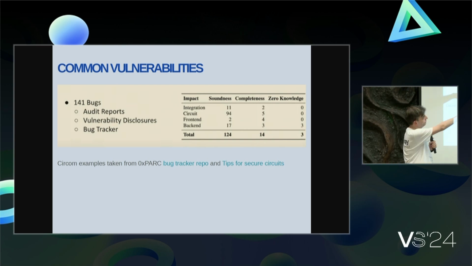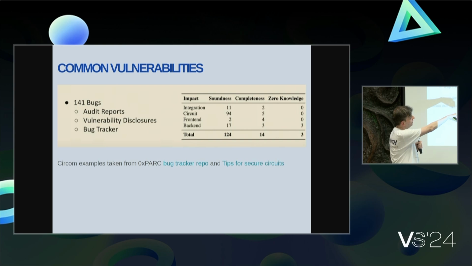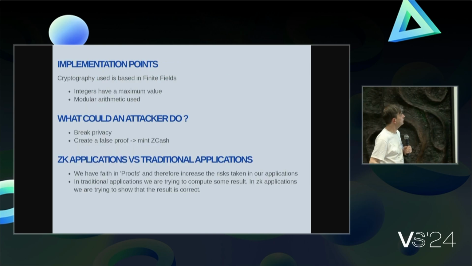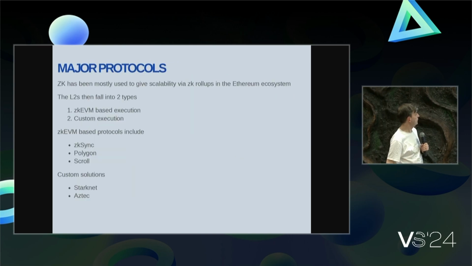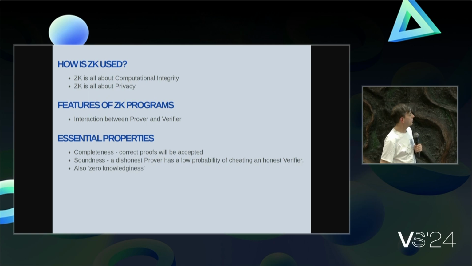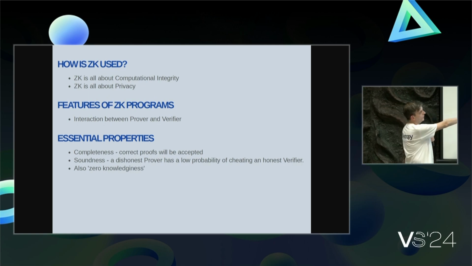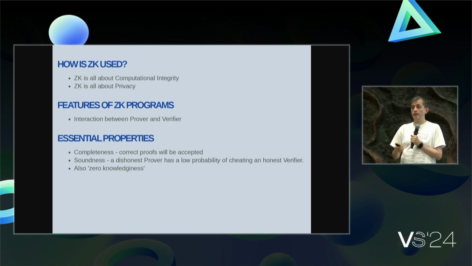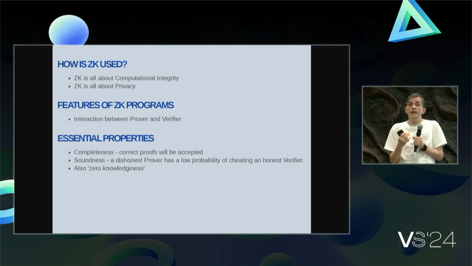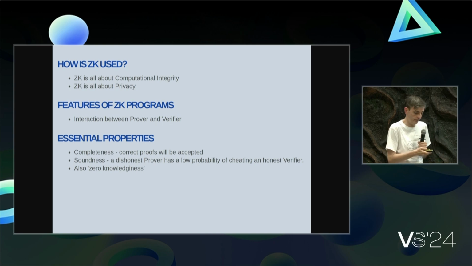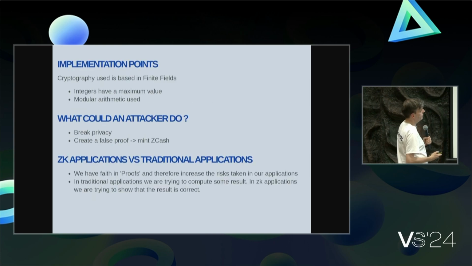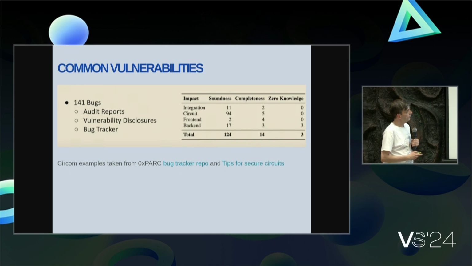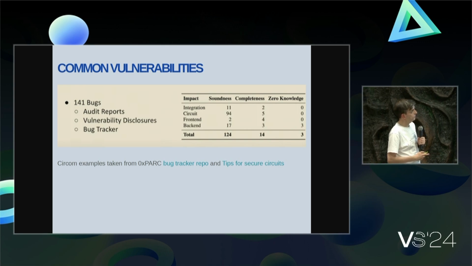And the types of problems we tend to get more of are the soundness ones. So let me go back to my definition. The idea that we could have a dishonest prover: a dishonest prover could create an incorrect proof and yet get that past an honest verifier. So that's the main area that we see problems being found at the moment.